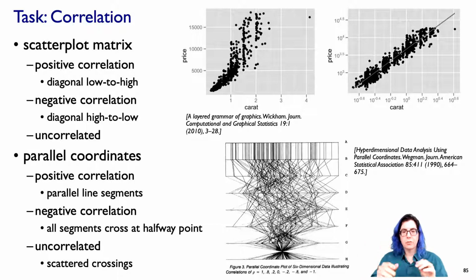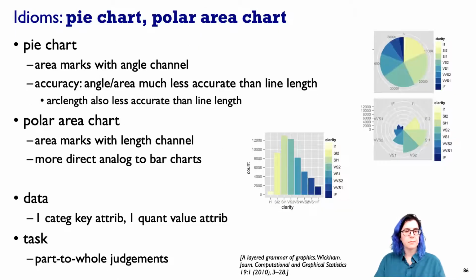Uncorrelated means the crossings are just scattered. So it is possible to see correlation in parallel coordinates. Typically, people have to be taught if they haven't seen them before, although technically that is true of scatter plots as well. They're just more common, so more people have been taught that.